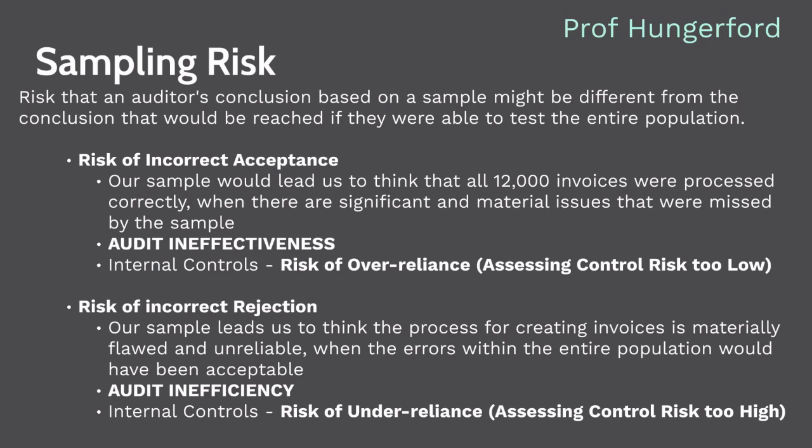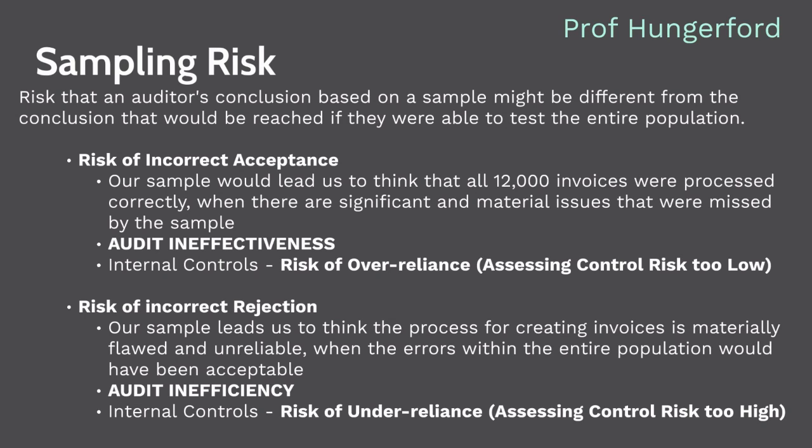So now the risk of incorrect rejection. Our sample leads us to think the process for creating invoices is materially flawed and unreliable when the errors within the entire population would have been acceptable. So we're saying, oh, this invoicing system doesn't work at all. Based on our sample, it's bad, when actually maybe we were doing something wrong. So there's an audit inefficiency in there. Or maybe our conclusion, we just grabbed the 2 invoices that were done wrong out of the 12,000. They just happened to make our sample.